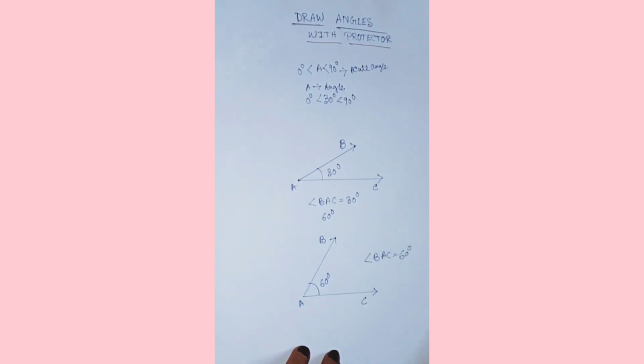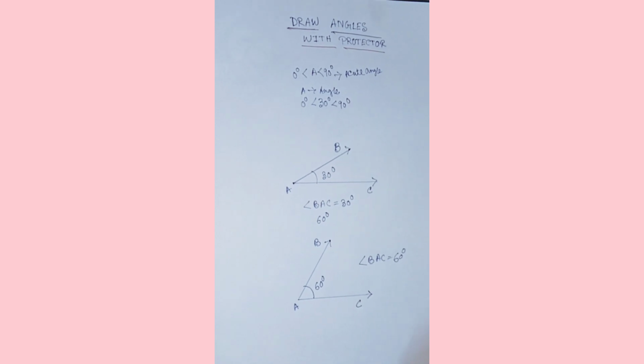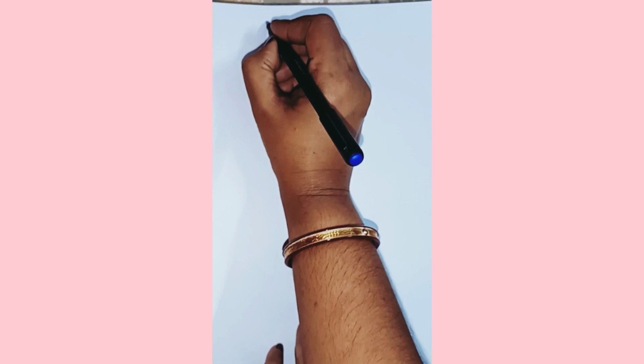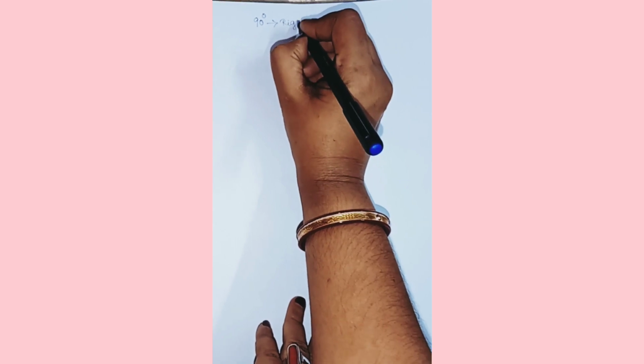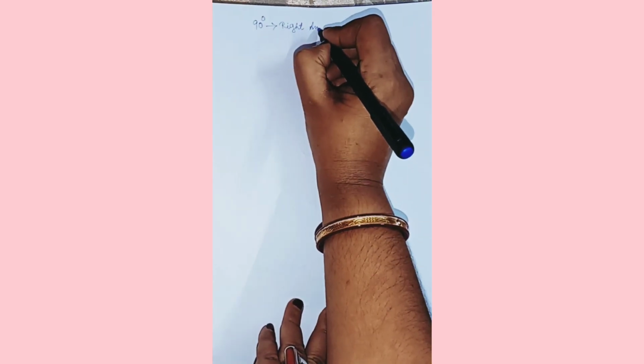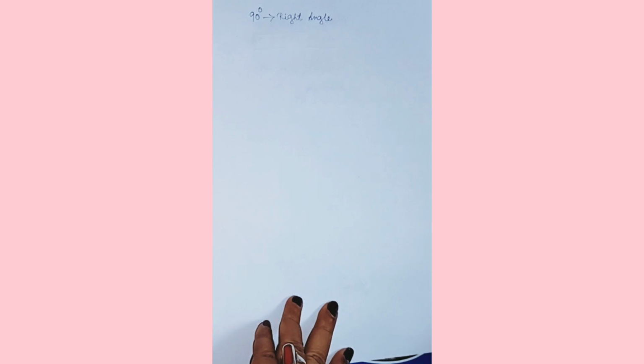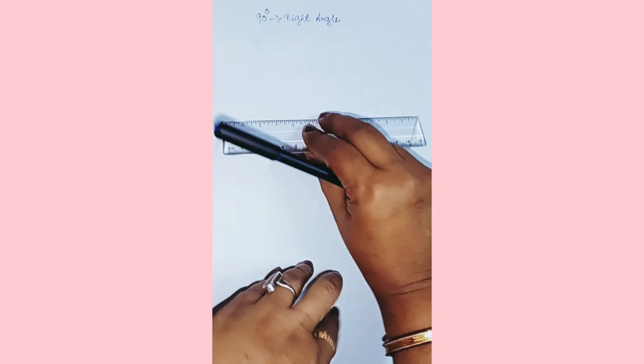Now I am going to draw 90 degree. Now I am going to explain how to draw 90 degree. The angle which measures 90 degree is called a right angle.